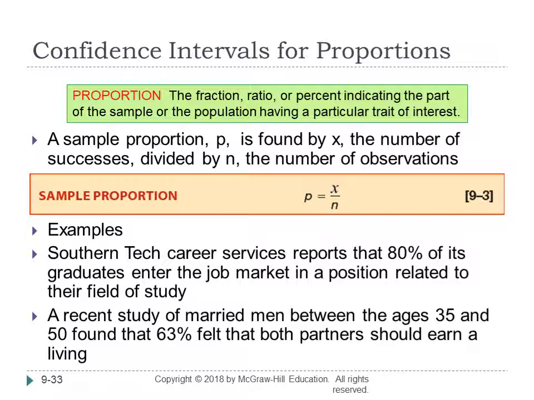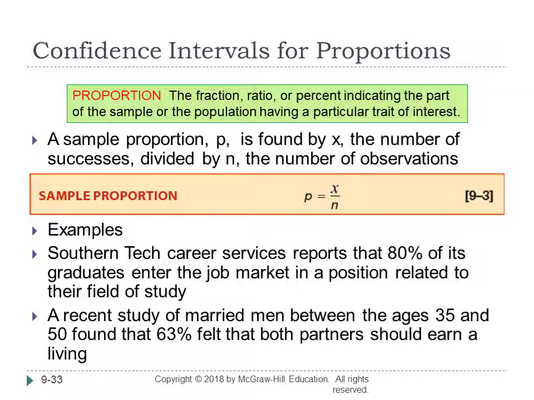Anyway, the proportion can always be calculated for a sample. Just take the number of successes divided by the sample size. But that's the starting point. For a sample proportion, it's simply x over n, the number of successes divided by n.